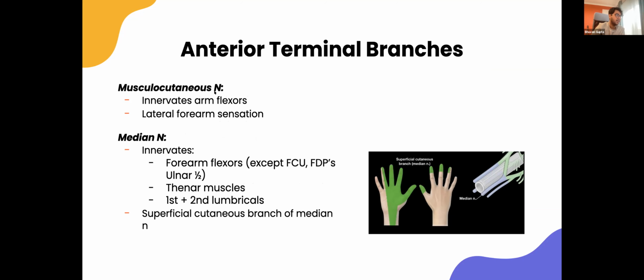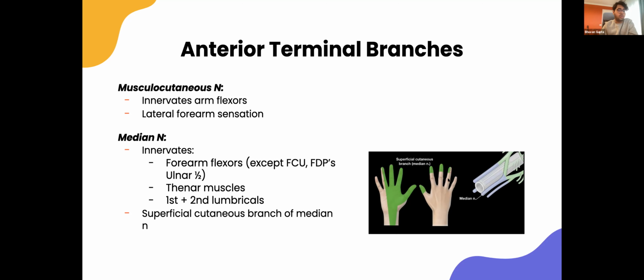We've got our musculocutaneous nerve, which is innervating all of our arm flexors and our lateral forearm sensation. And also our median nerve, which is the big one, innervates all of this half of half, if you remember. And also there's a superficial cutaneous branch of the median nerve, which does some arm and forearm innervation as well.